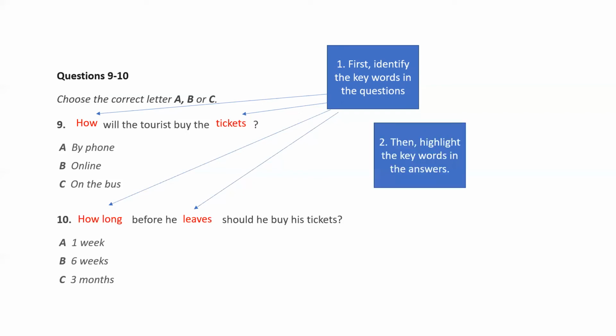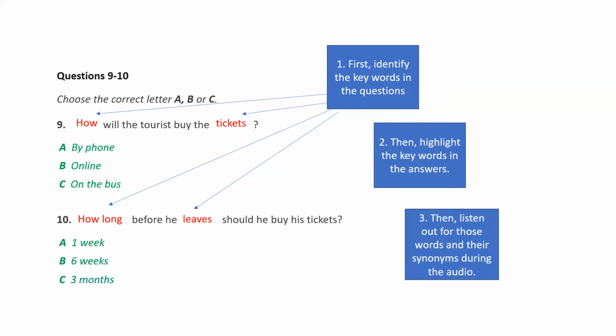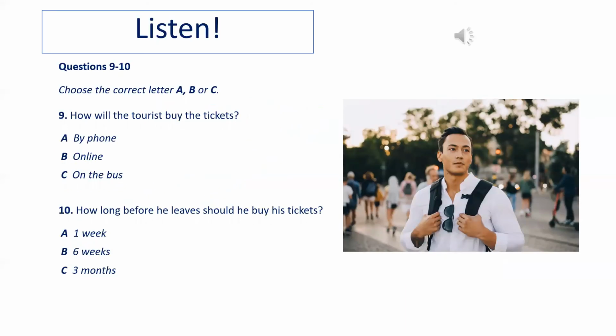Number 2, highlight the keywords in the answers. In this case, all of the words are the keywords because it's very short. Phone, online, on the bus. Technique number 3, listen out for those words or their synonyms during the audio. We'll apply this technique to every multiple choice question that we do. Now it's time to listen.